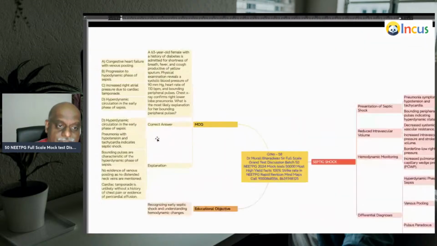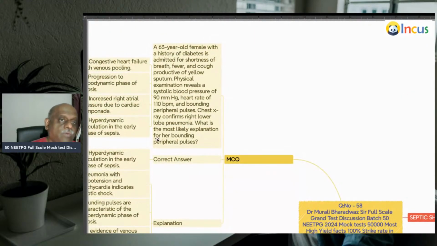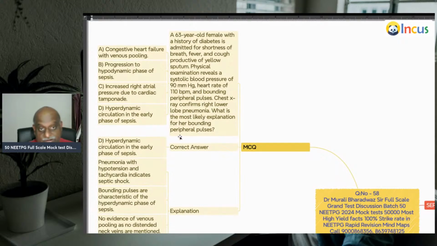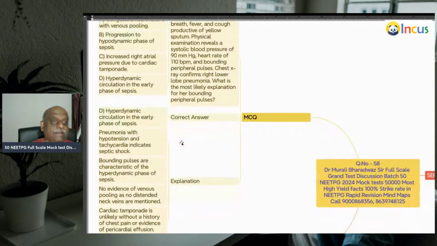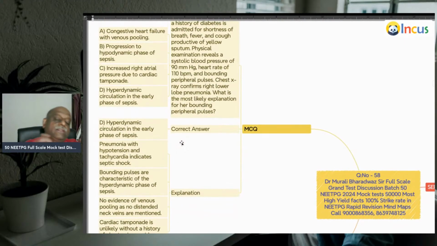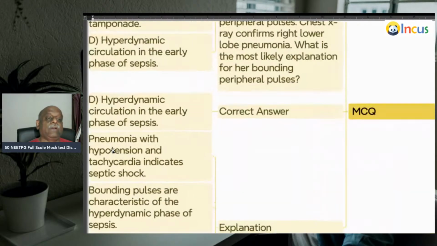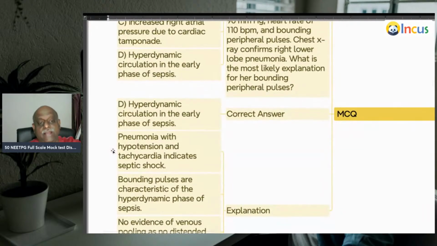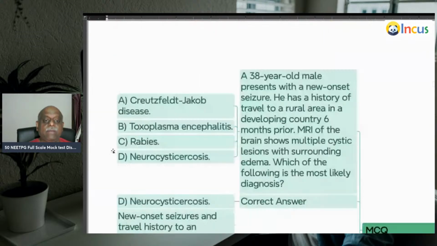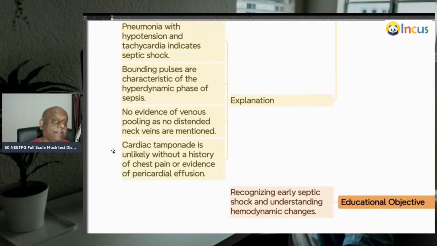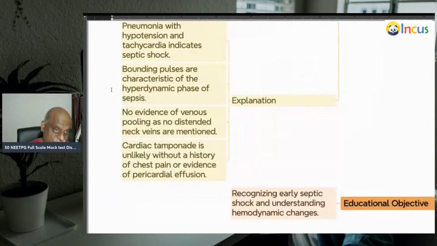Now, doctor, a 63-year-old with history of diabetes, shortness of breath, fever, cough productive of yellow sputum, systolic BP of 90, heart rate 110, bounding peripheral pulses. So whenever you are in sepsis, there is an intense vasodilatation that leads to the development of hyperdynamic circulation, is what you need to remember, characterized by the bounding pulses.